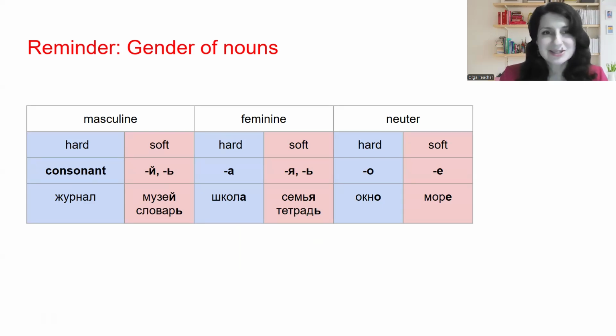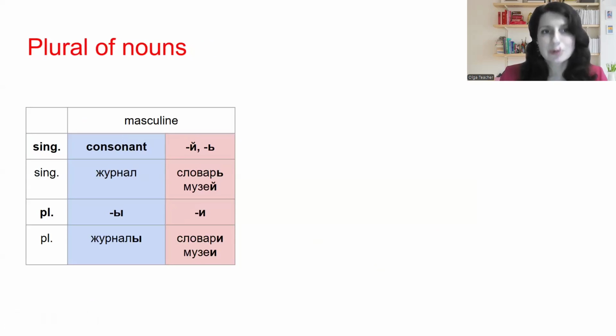And now let's learn how to make plural of nouns. We will start with masculine nouns. So masculine nouns, those that end with a consonant or with a soft consonant, и краткая, й, and soft sign, some of them end with the soft sign. We add ы or и to make plural.